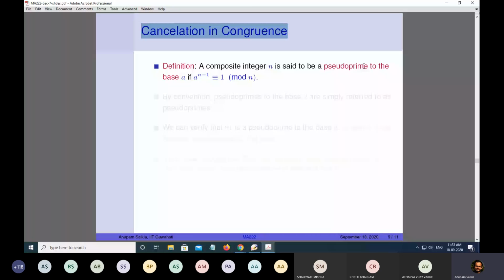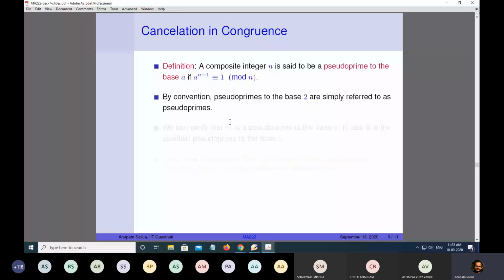When we are taking base 2, we don't even refer to it. By default, the base is 2, and if it is any other base, we specify it. So for example, 91 is a pseudoprime to the base 3. And one can show that it is the smallest pseudoprime to the base 3.